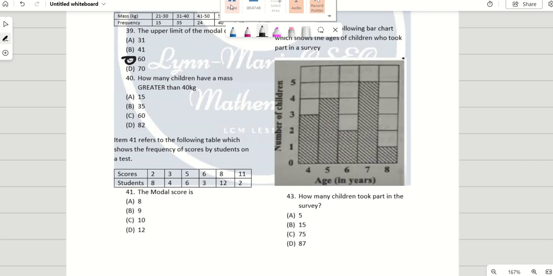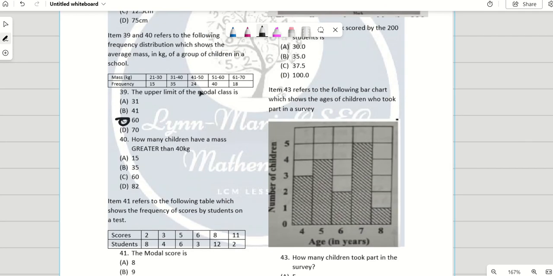Number 40. How many children have a mass greater than 40? If we look at masses greater than 40, that's 24 plus 40 plus 18. Let's add that. 8 and 4 is 12, 4, 5, 6, 7, 8. So it is 82. So the answer is D.